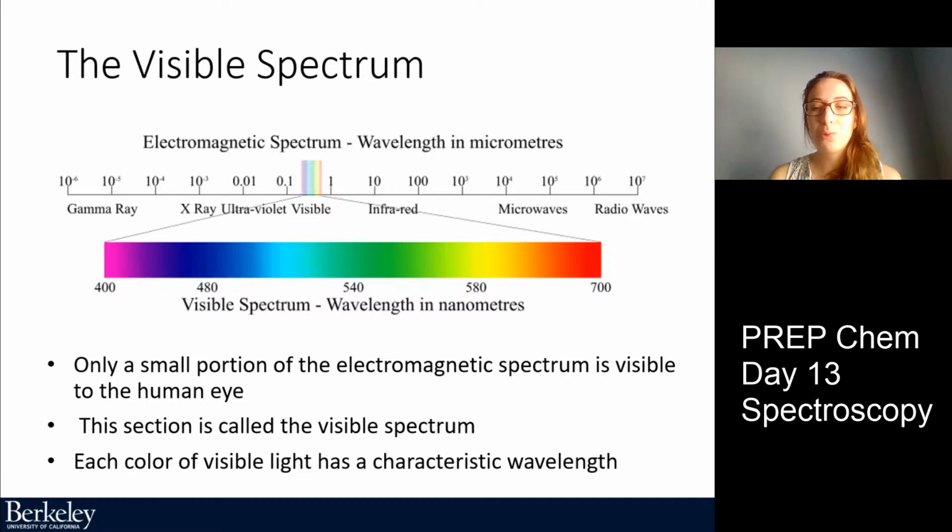But this is a really important tool for us to learn about atoms. We can see here that each color of visible light actually has a characteristic wavelength. For example, at around 700 nanometers, we get red light, but at around 480 nanometers, we see blue light. This is a really important tool because each color of light has a characteristic wavelength, and only that color will have that particular wavelength.